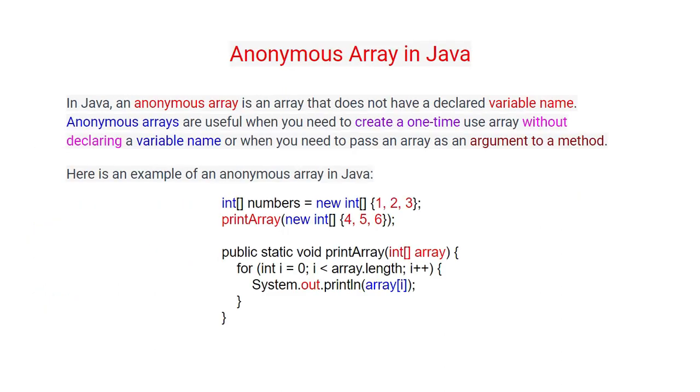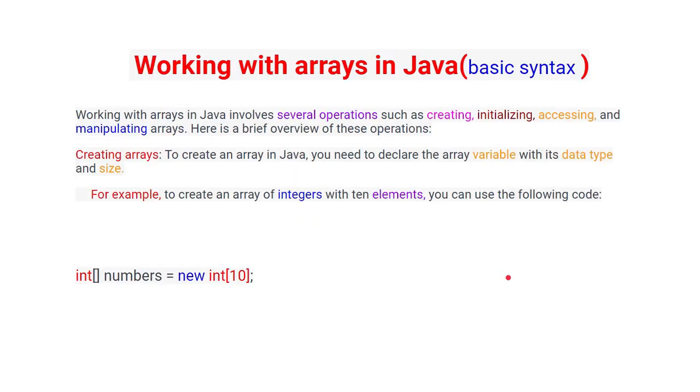Anonymous array in Java. Whenever you create an object with new int 1 to 3 and declare the values directly, it is called an anonymous array. We have printed it here also. So this is working with arrays in Java, the basic syntax. You understood this is the basic syntax.